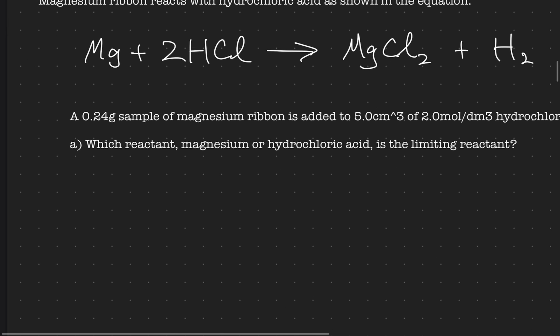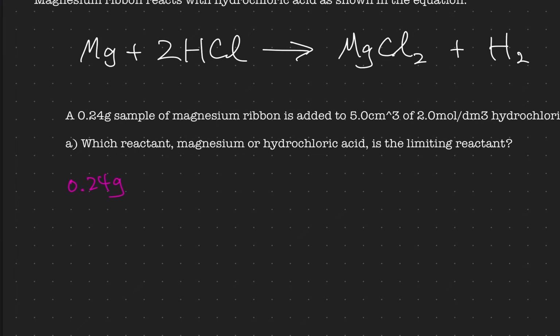Alright, so I have 0.24 grams of magnesium ribbon. So that would mean that I will have 0.01 moles of magnesium.